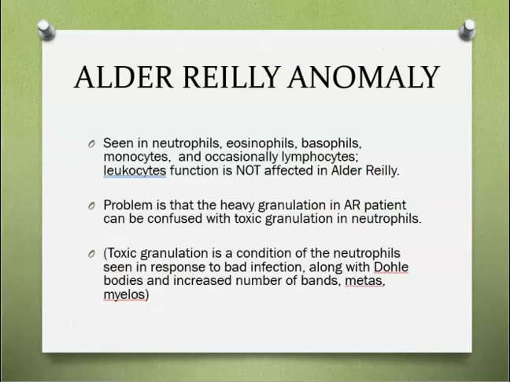With the Alder-Reilly anomaly, it can be seen in neutrophils, eosinophils, basophils, monocytes, and occasionally lymphocytes. But leukocytes' function is not affected in Alder-Reilly. The problem is the heavy granulation with Alder-Reilly patients can be confused with toxic granulation in neutrophils because they look very similar. Toxic granulation is a condition of neutrophils seen in response to a really bad infection, along with Döhle bodies and increased number of bands, metamyelocytes, and myelocytes.